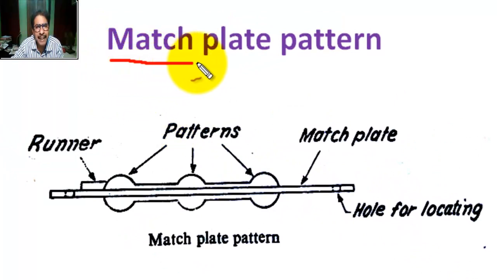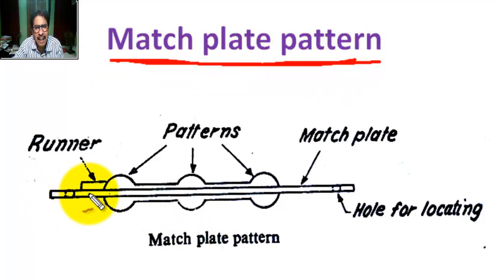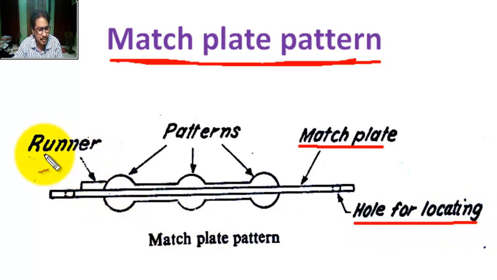Now we learn the match plate pattern. This is the match plate. On the upper side of the match plate, this is the pattern. This is on the lower side. This is also a pattern. This is the hole for locating. This is the runner.